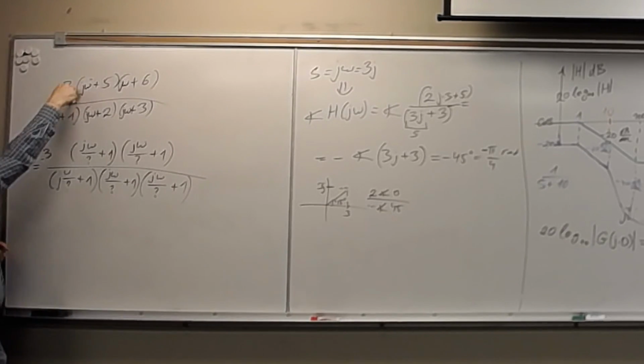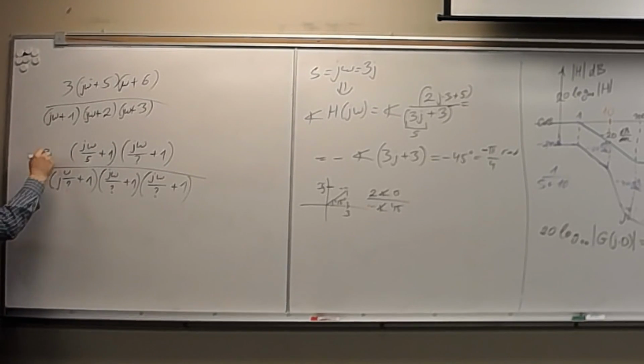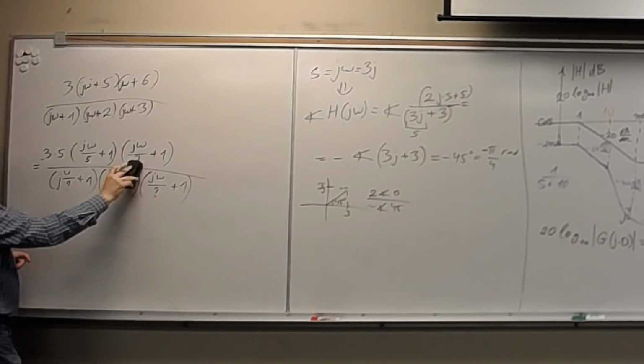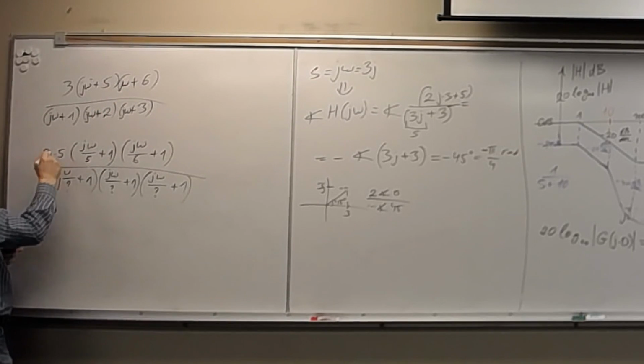I need to divide by 5, so I will have j omega divided by 5, right? And I need to multiply by 5. I haven't changed anything yet, right? But then I have this shape I want. Now, here I need to divide by 6, both of those, and then multiply by 6 to keep it right. The same thing here.